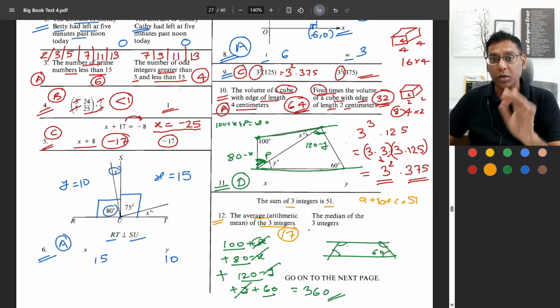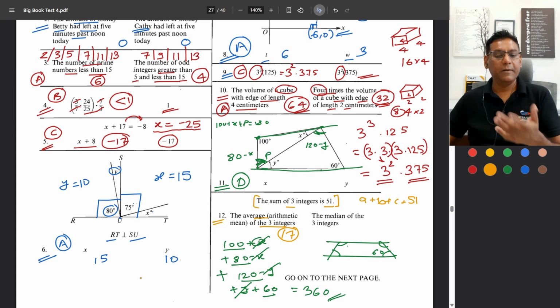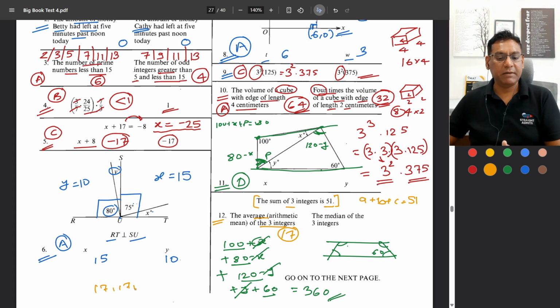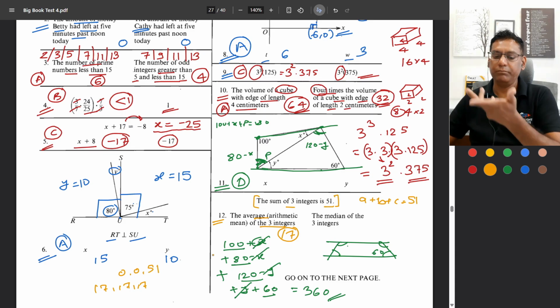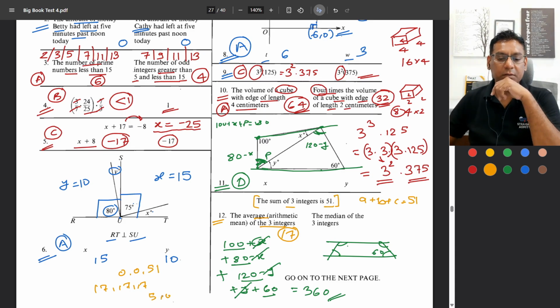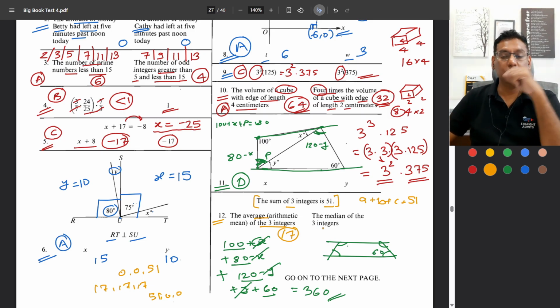Okay. What are those numbers? I don't know. Those numbers could be, also they have not said anything about whether they are the same numbers or distinct numbers, 17, 17, 17. Or those could be 0, 0, 51. Okay, those could be 51, 0, 0. Or there could be 16, 17, 18. We don't know, right? Or it could be 10, 10, 31. Any combination.